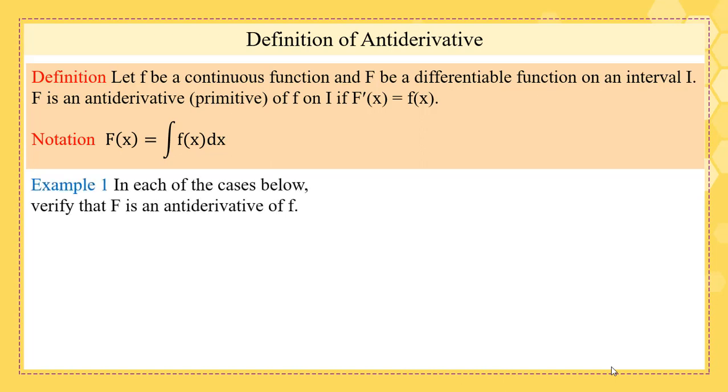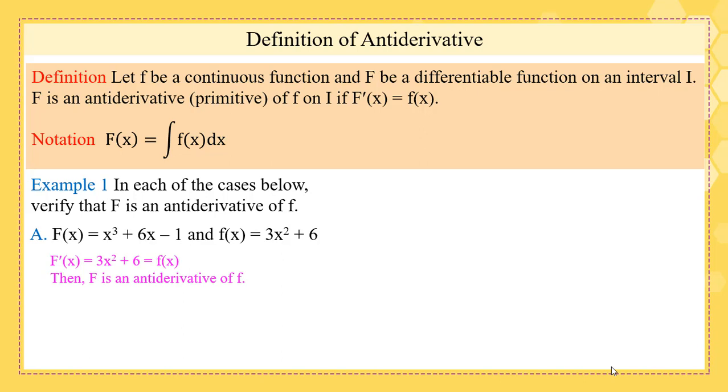Example: in each of the following cases below, verify that capital F is an antiderivative of small f. A. Capital F of x equals x cubed plus 6x minus 1, and small f of x equals 3x squared plus 6. What we want to do is take the derivative of capital F, which equals 3x squared plus 6, which is equal to small f of x. Then capital F is an antiderivative of small f.